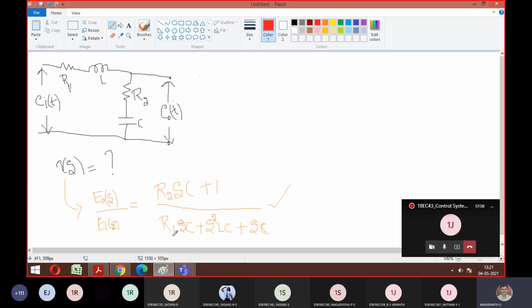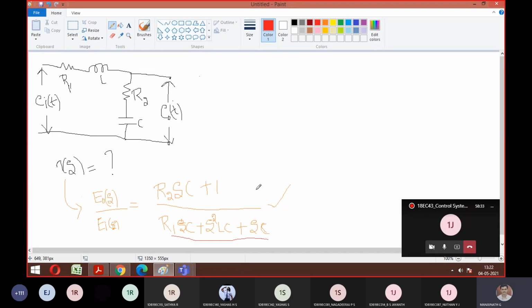If you want, you can take SC common in the denominator and write it in the form of 1 plus. So if you take SC common, it will be R1 plus S LC plus 1. If you want, you can take SC common. Otherwise, even if you write the answer here, that is also right. Is it okay?